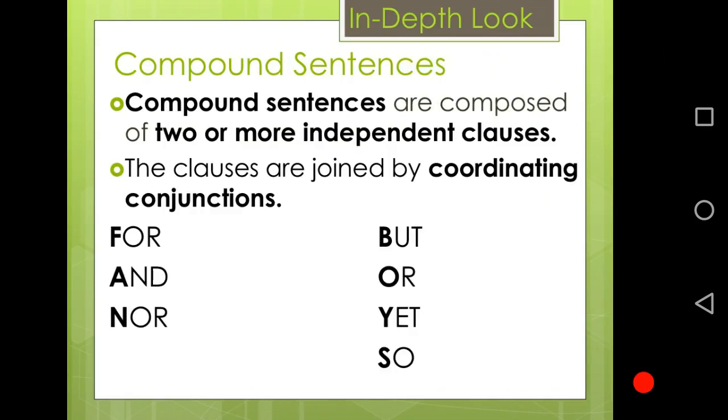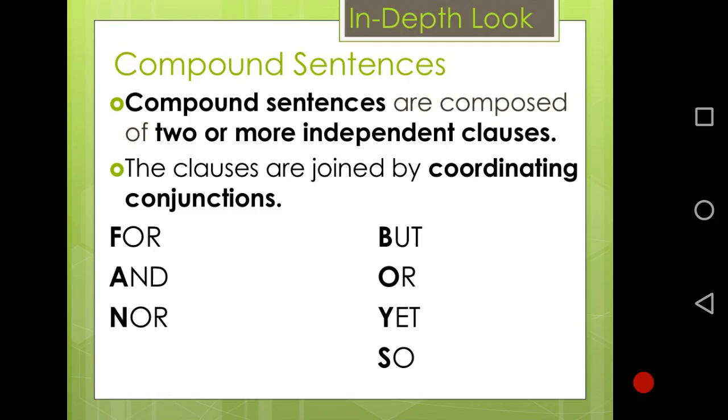A compound sentence is composed of two or more independent clauses. Those independent clauses are joined by coordinating conjunctions like for, and, nor, but, or, yet. So, for talks about the reason; it is equivalent to because. And shows an additional idea to the first idea.